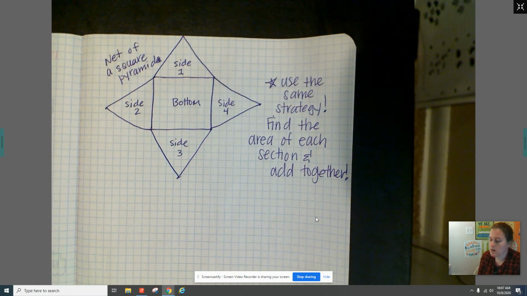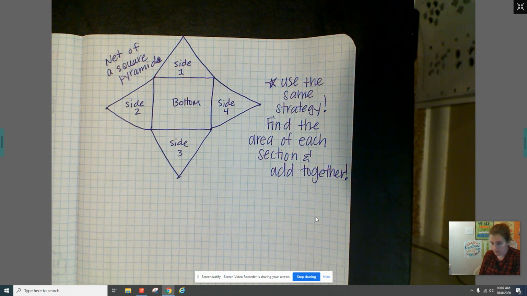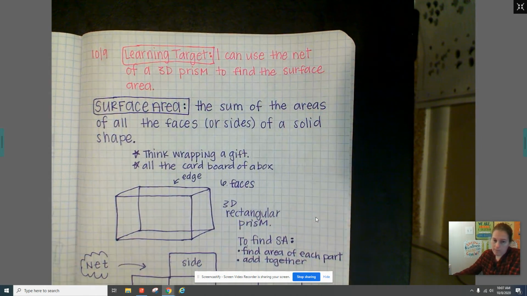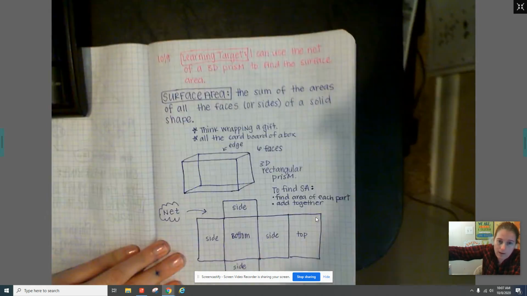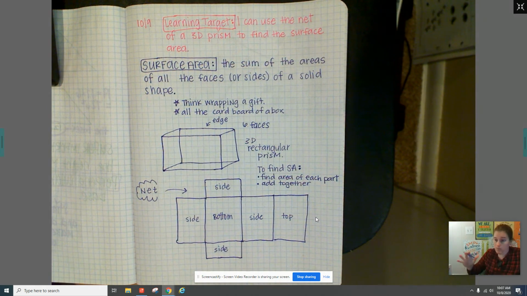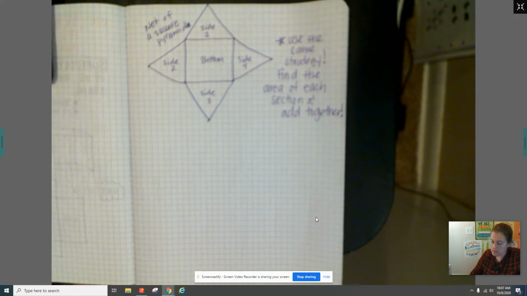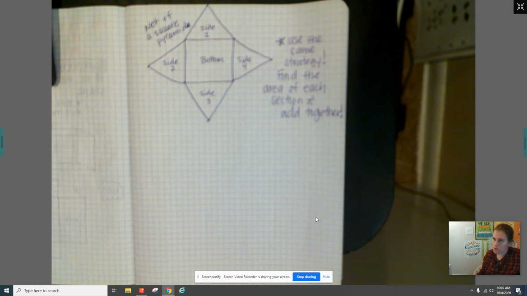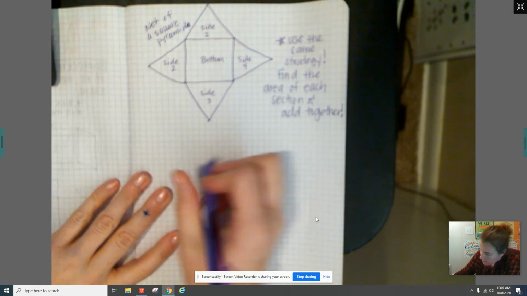Okay, so we're going to do one example together of actually finding the surface area, because up to this point, we've just been talking about surface area. We've been talking about nets, talking about how to find the surface area, but I want to make sure we do an example, okay? So I think what I'm going to do, I'm going to try to do a triangular prism. I hope I'm using the right word there.